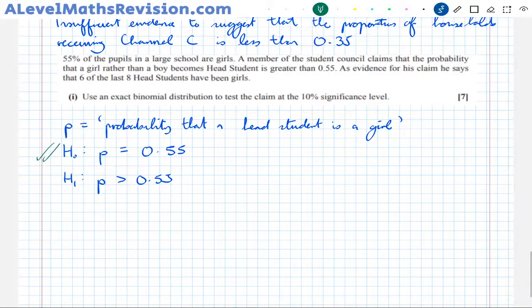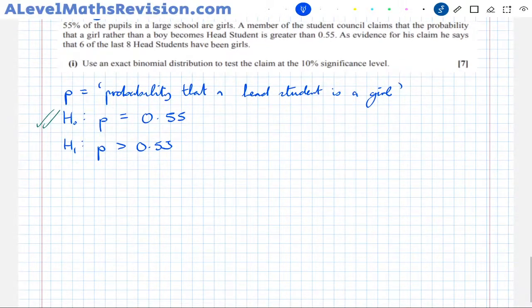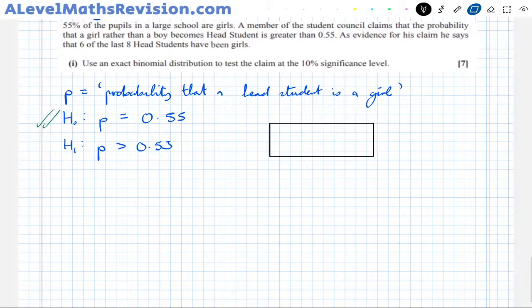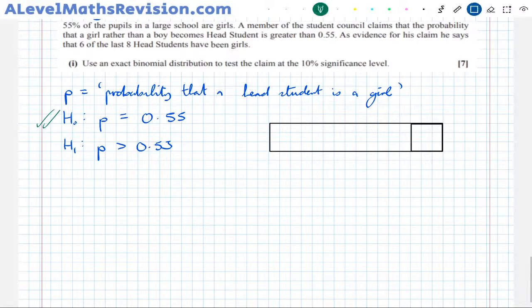2 marks for that so far. Right, so let's perform the test now. We're claiming things are greater than, so greater than's to the right. 10% significance level this time, so I'm going to get this right this time. I'm going to write 10% in this box here. So the top 10% of observations will get rejected.